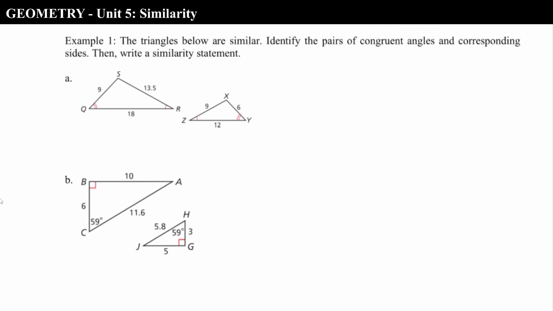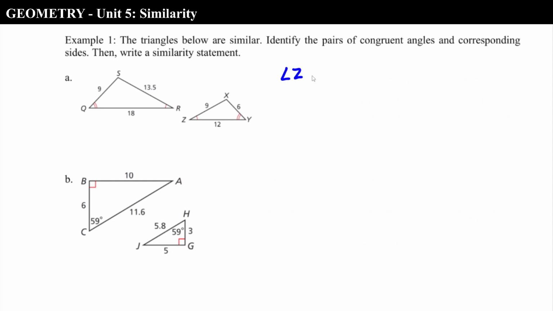So let's talk about example 1. The triangles below are similar. We are already told that they are similar. So what we want to do is identify the pairs of congruent angles and the corresponding sides. And then we're going to write our similarity statement. Our similarity statement is triangle such and such is similar to triangle such and such. Okay, that is what a similarity statement is. You'll be asked to give similarity statements quite often in this unit.